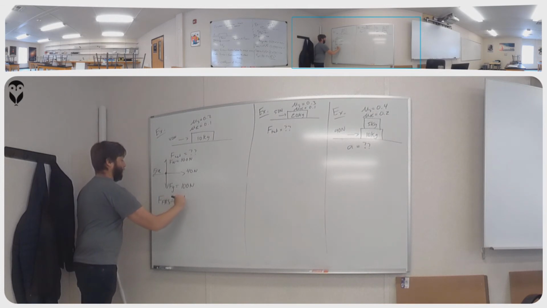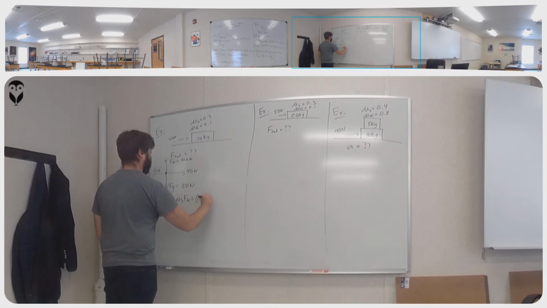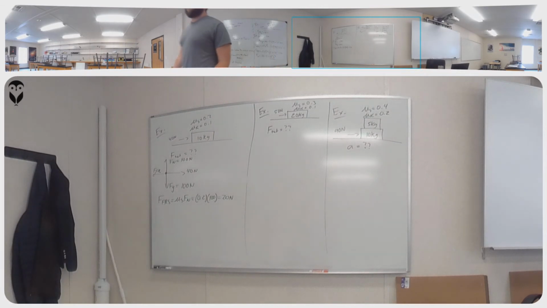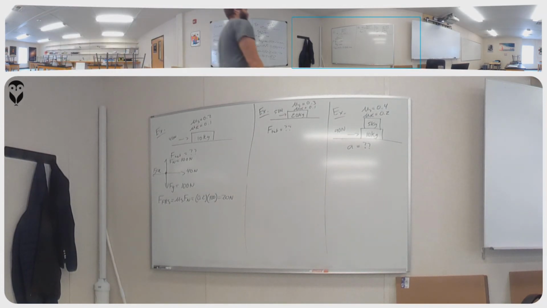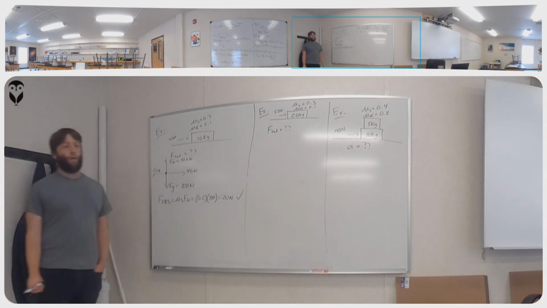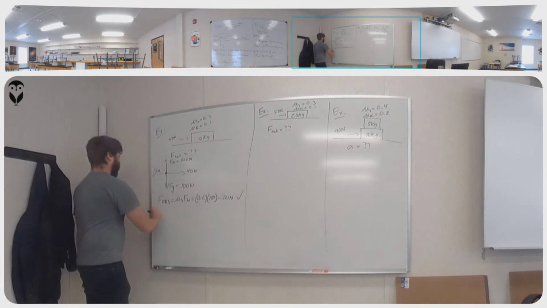Static friction is mu s multiplied by the normal force. Mu s is 0.2 multiplied by 100, so we get 20 newtons of static friction. We're applying a force of 40 newtons. That confirms that the object moves. We now completely ignore the static friction. It's not necessary anymore. Move on to kinetic friction.